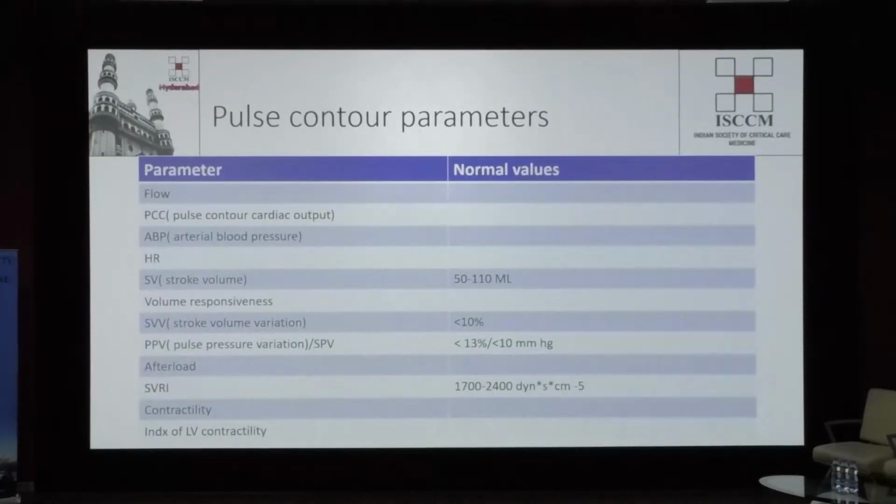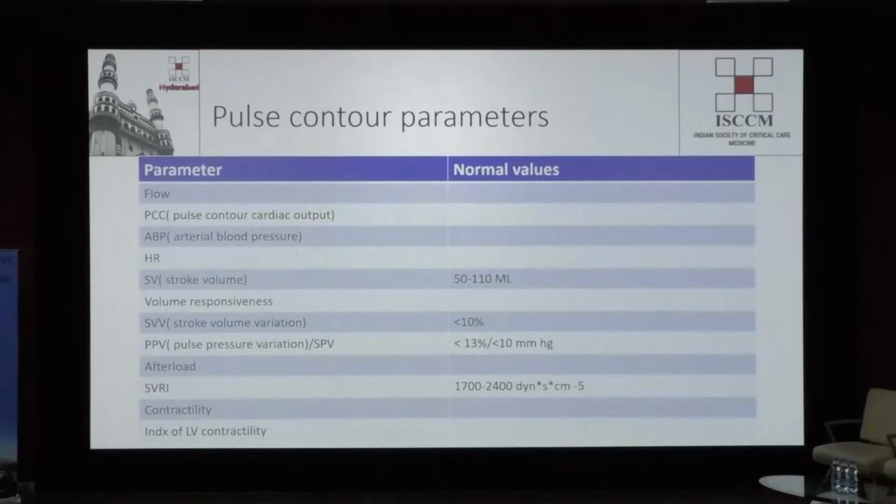Coming to pulse contour parameters, these will give you the flow: pulse contour based cardiac output, arterial blood pressure, heart rate, stroke volume, which is the area under the systolic part of the curve. Volume responsiveness is assessed by means of either your stroke volume variation or your pulse pressure variation. The same thing: if you take the volume, it's called stroke volume variation. If you take the pressure in the graph, it is called pulse pressure variation. Or you can have a systolic pressure variation also.